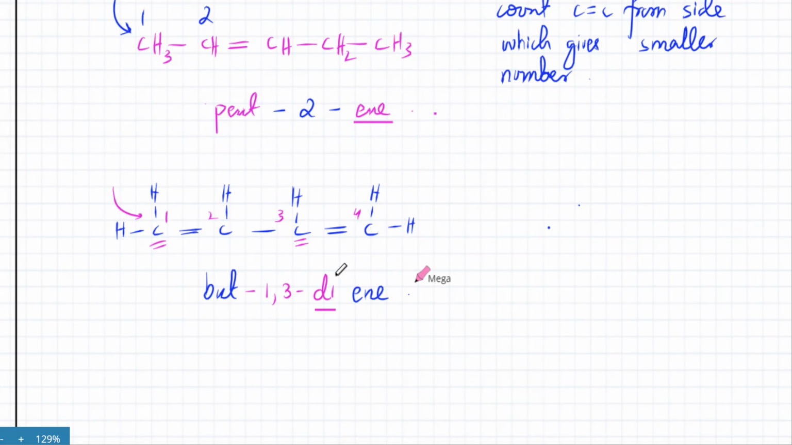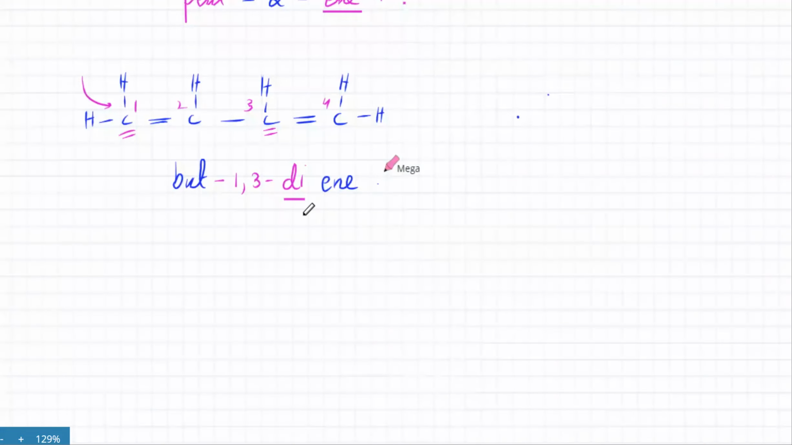It's just like carbon dioxide. Diene means the 2 double bonds, right? Yes. And because there are 2 of them, you would have to mention the position of both of them. One is at position number 1. The other one is at position number 3, right? Okay.